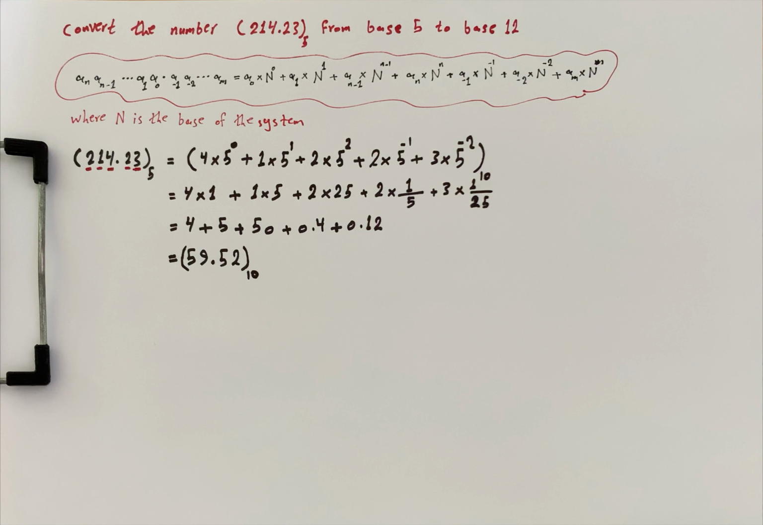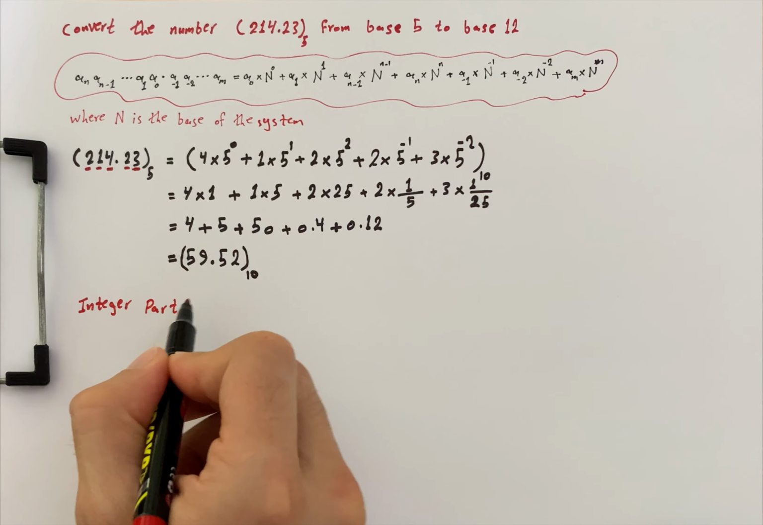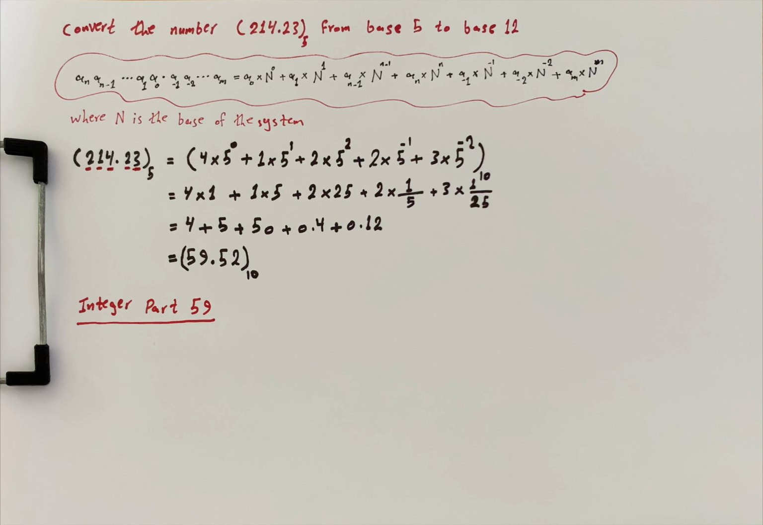Now after we got the number in decimal, we can simply convert it to base 12. For convenience, we will take the number as two parts, the integer part and the fractional part. Then we add the two converted parts together. First, we will convert the integer part of the number, which is 59. To convert an integer number from decimal to base 12, divide the number by the base 12 until the result finally becomes 0. Traverse the remainder from bottom to top to get the result in base 12.